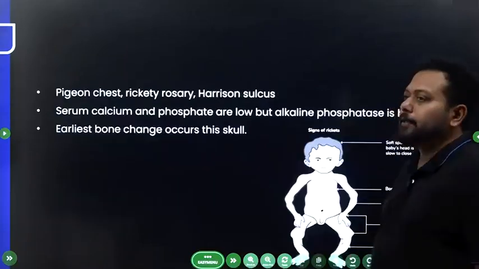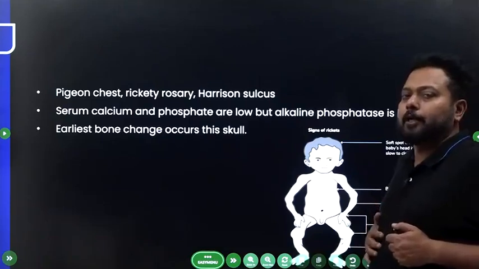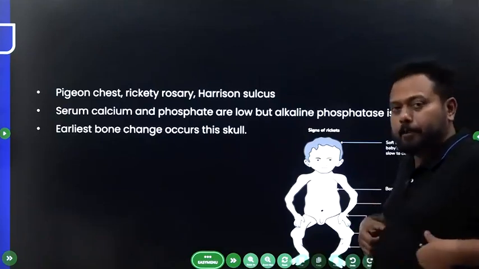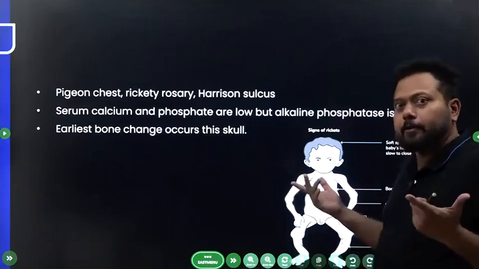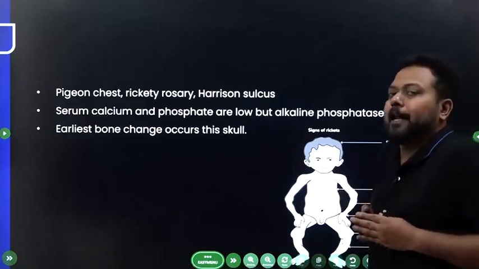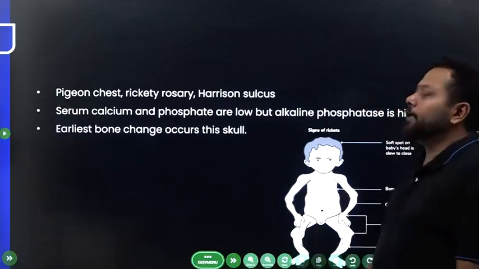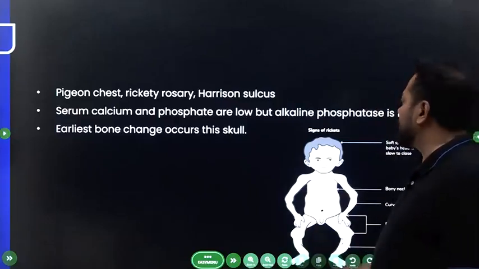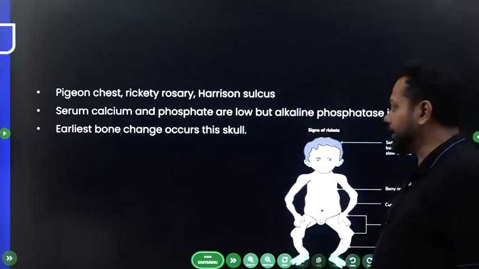And the chest will give a rachitic rosary, which is called beaded ribs. If the ribs are beaded and painless, it is rickets. If the ribs are beaded and painful, it is scurvy, called scorbutic rosary. The pigeon chest will become pectus carinatum, like a pigeon's chest. Serum calcium and phosphates are low, but alkaline phosphatase is high. Diagnosis is nutritional rickets.